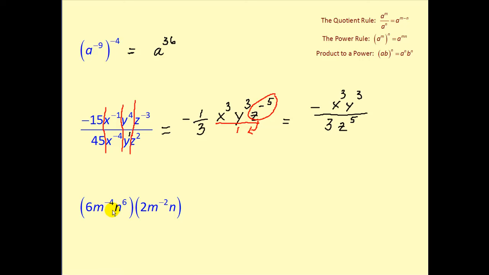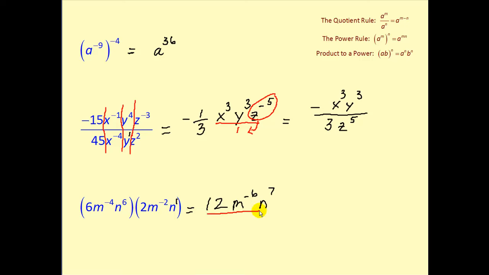Okay, on this next problem, everything here is being multiplied together. So 6 times 2 would equal 12. m to the negative 4 times m to the negative 2. We're multiplying, so we add our exponents. This would be m to the negative 6. This is n to the 6th times n to the 1st. That would be n to the 7th.